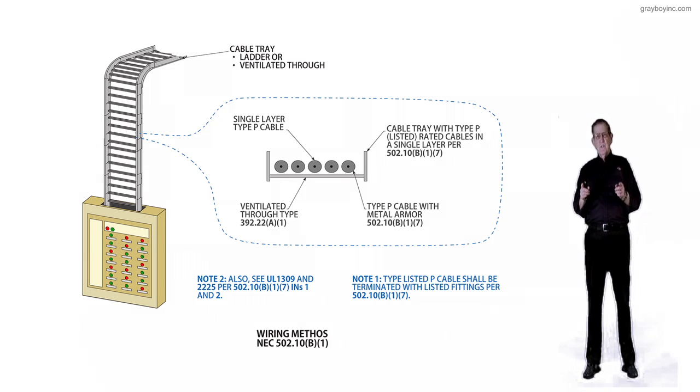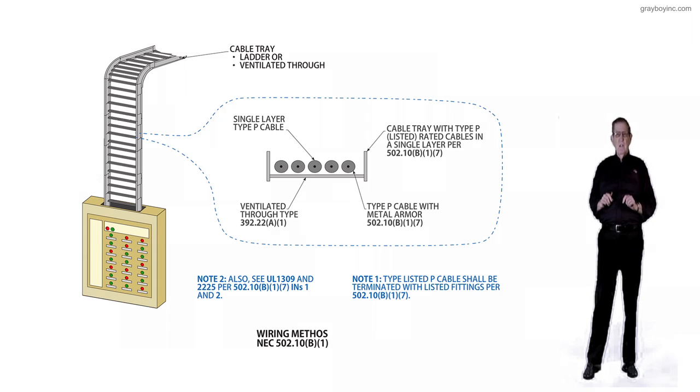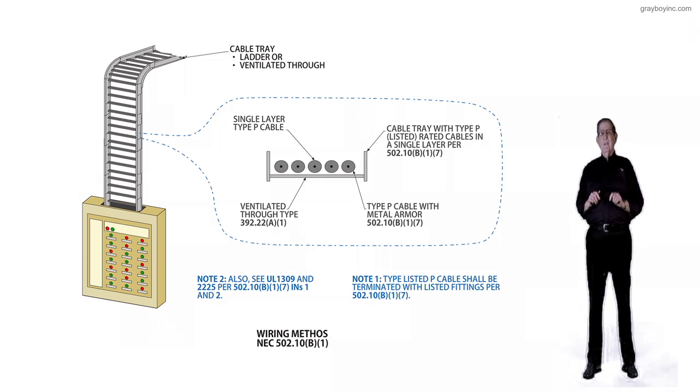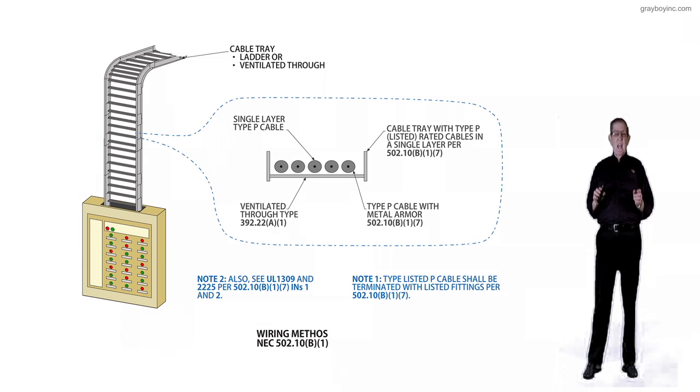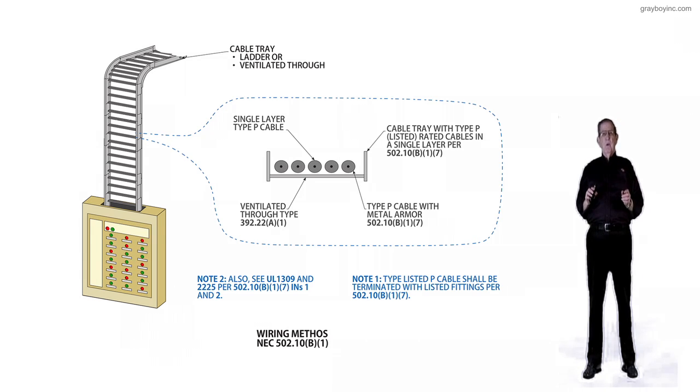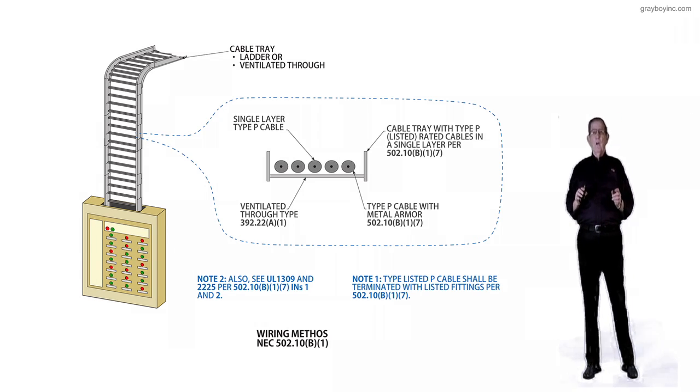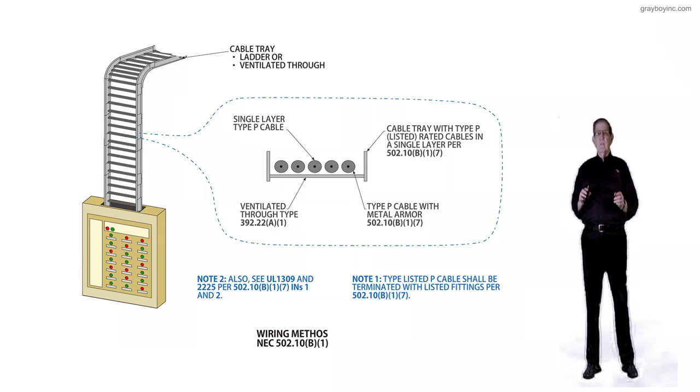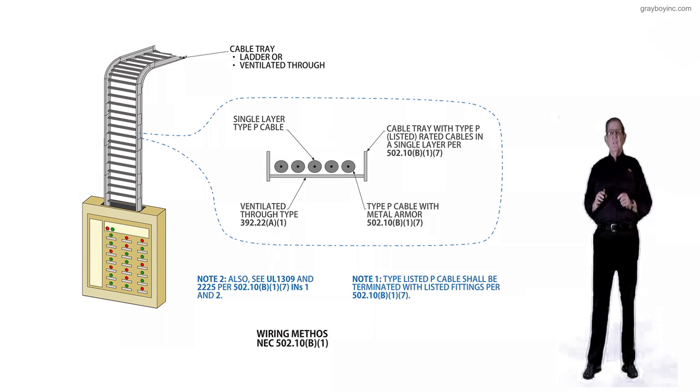This illustration deals with wiring methods, NEC 502.10(B)(1). And the purpose of the change was to outline the requirements for installing listed type P cable with a braided armor with an overall jacket and a single layer in a cable tray system.